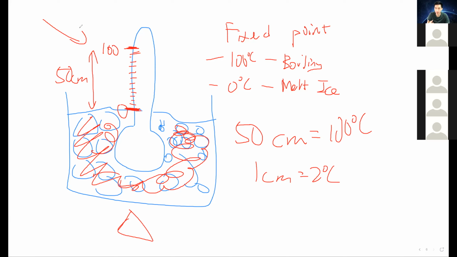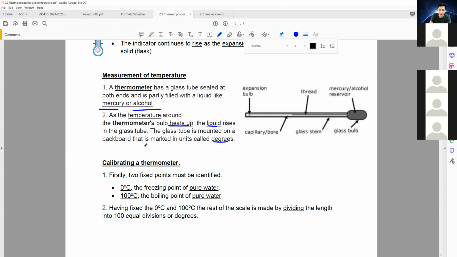Okay, just think about it very logically. I think it's quite doable if you just try to solve it with pure logical sense, right? So if you look at this calibration process here, first 2 fixed points must be identified. Number 1 is definitely going to be 0 degrees Celsius, which is the freezing or melting of pure water. And 100 degrees Celsius, which is obviously the boiling of pure water.